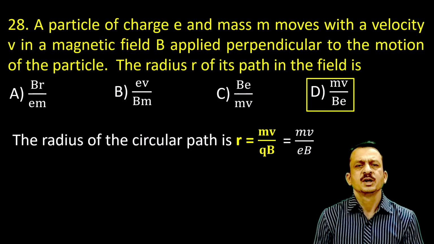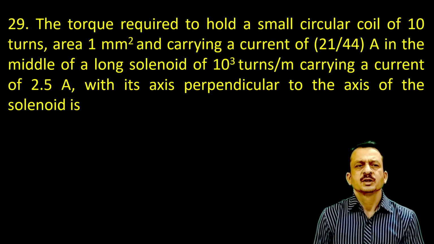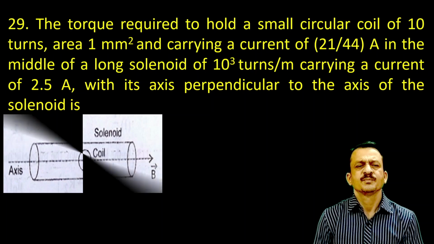Simple problem. Next problem. The torque required to hold a small circular coil of 10 turns, area 1 mm square, and carrying a current of 21 divided by 44 amps, in the middle of a long solenoid of 10 to the power of 3 turns per meter, carrying a current of 2.5 amps, with its axis perpendicular to the axis of the solenoid. Options. Now look at the diagram.